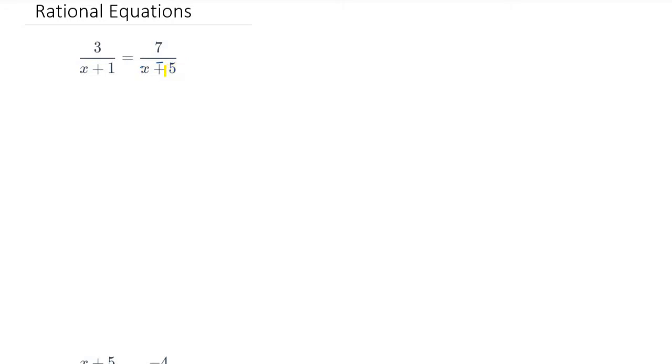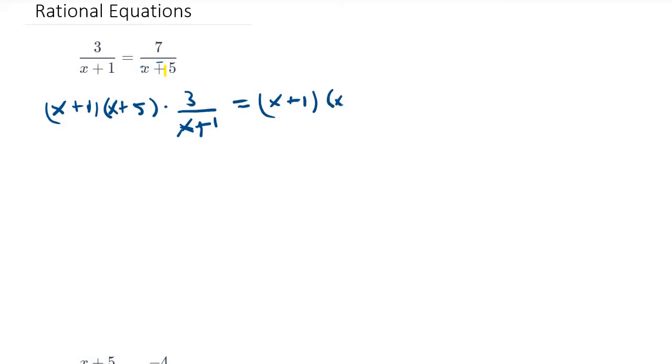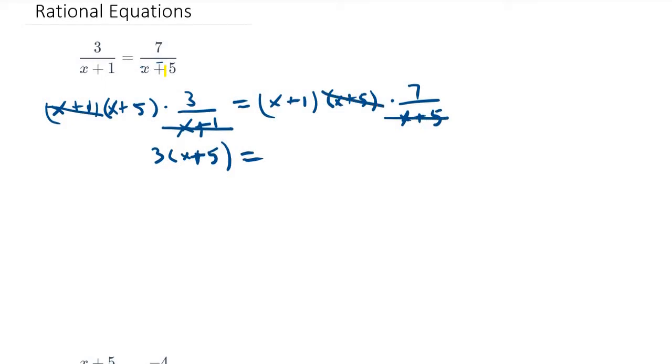Alright, so let's start. We will multiply the left side: x plus 1 times x plus 5 times 3 over x plus 1. That's the left side, equals x plus 1 times x plus 5 times 7 over x plus 5. Basically we multiply by the denominators so that one of these factors cancels out the denominator. So x plus 1 will cancel out the x plus 1, and you'll be left with 3 times x plus 5 on the left side. And on the right side, x plus 5 will cancel x plus 5. You will be left with 7 times x plus 1.